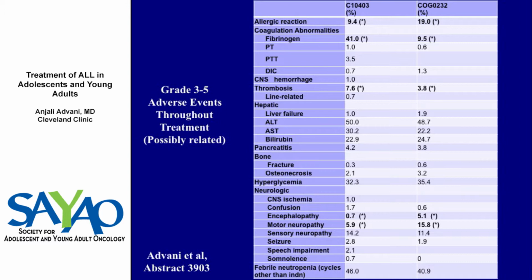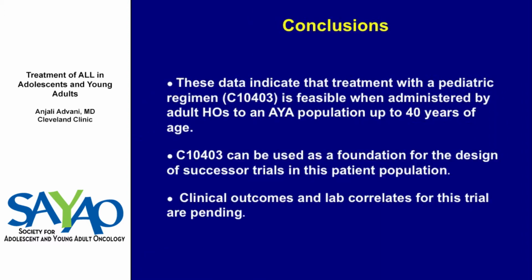And then the last two things, which were kind of interesting: in looking at the COG-0232 trial, there was a higher incidence of motor neuropathy and a slightly higher incidence of encephalopathy. So I think the biggest thing to take home from this is that we were actually surprised that the toxicity was fairly manageable in this population. Again, you have to keep in mind that about 60% of the patients were in that 20 to 29 year age range, and so that may affect some of these results, but this was quite promising.